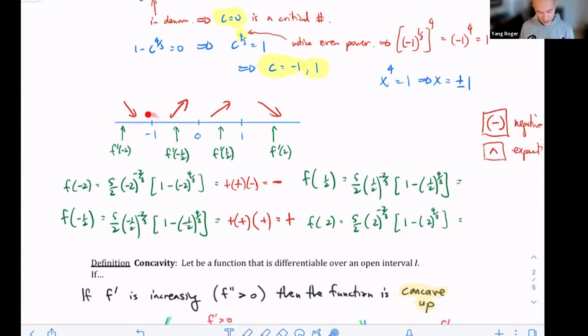So this part here is going to be your maximum. I'm sorry, your minimum. So we have a min here, and we have a max here. That would be our answer.